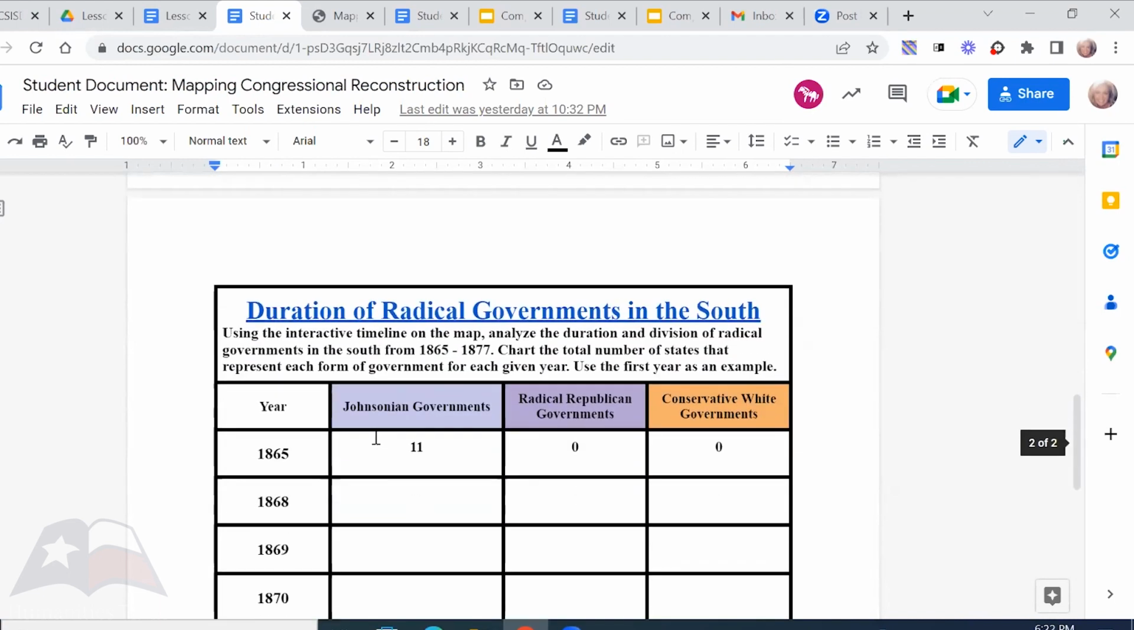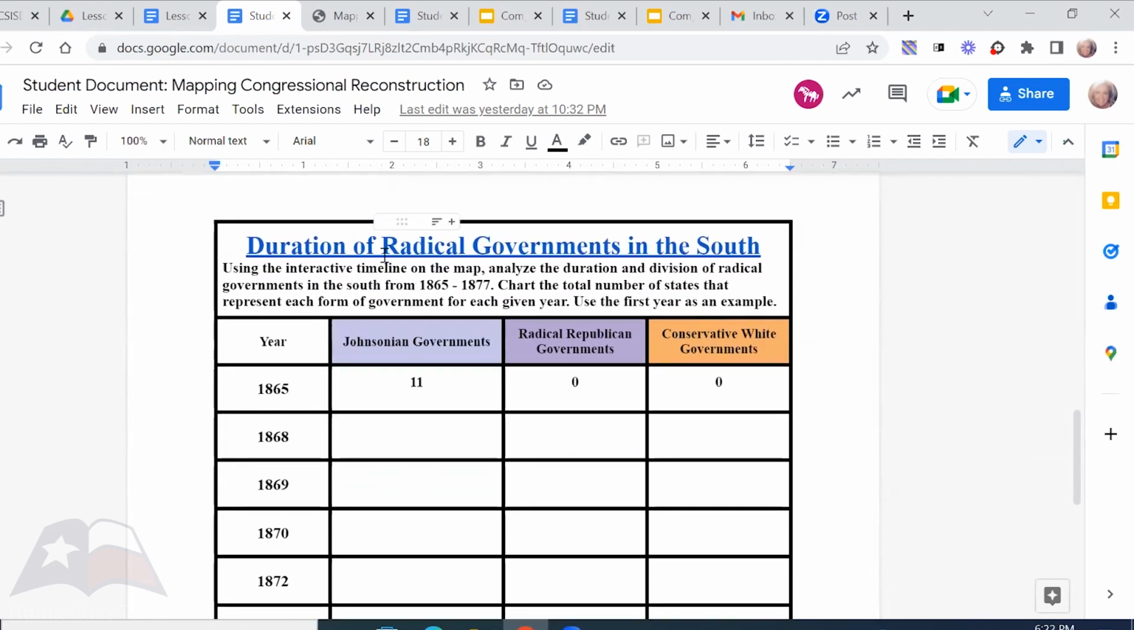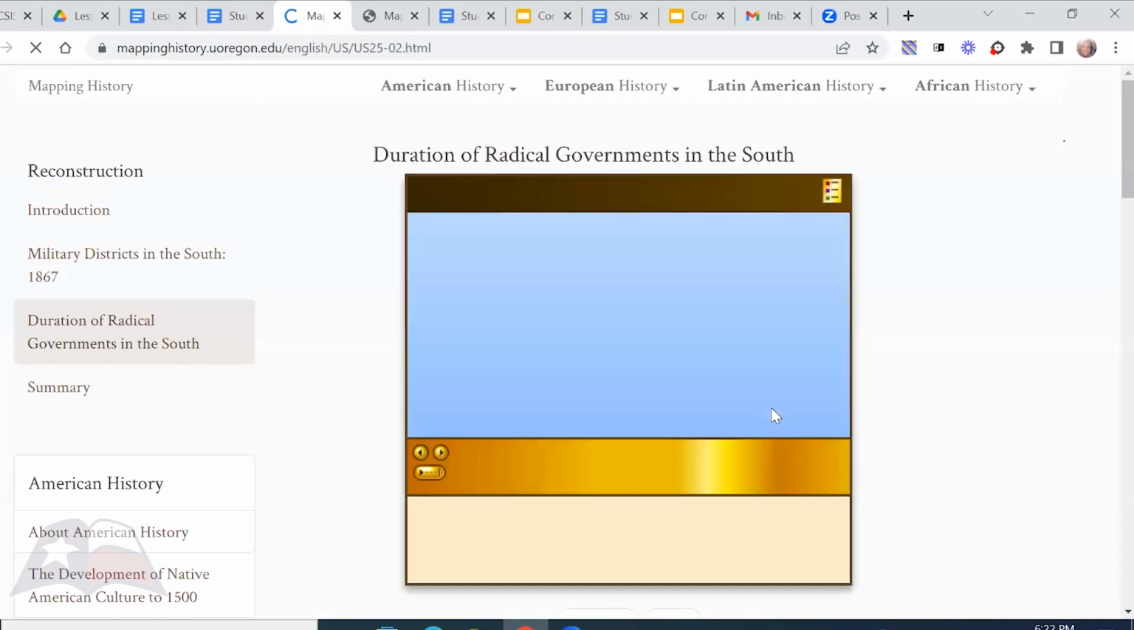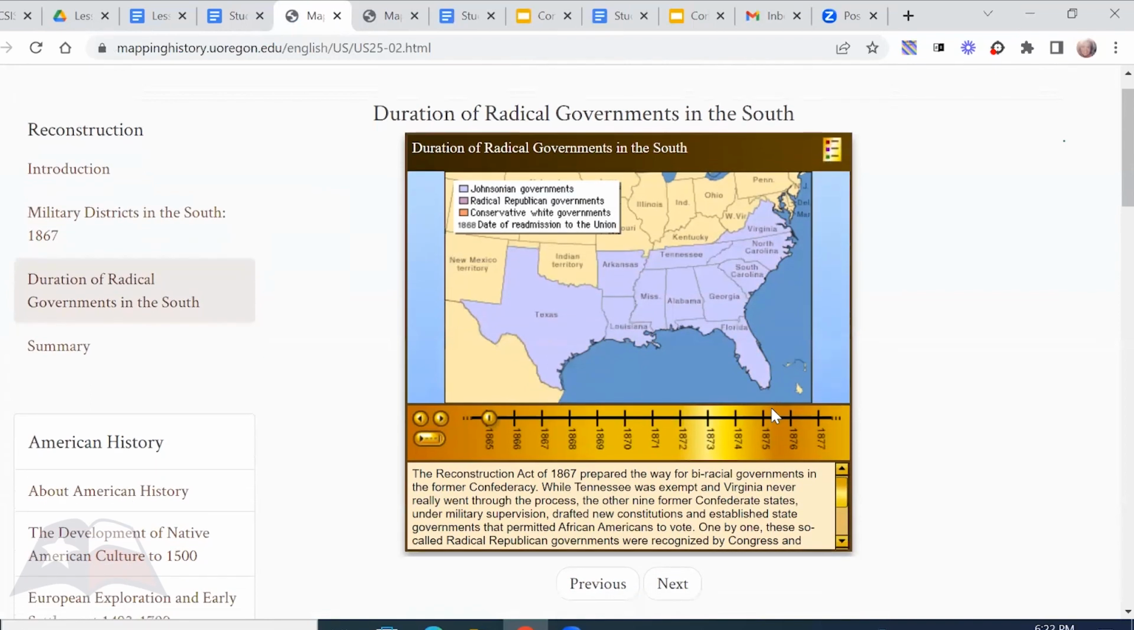And the next one is the duration of radical governments in the South. This is such a cool interactive map. If it will load, I will give you guys a look at this. Okay, so here's the interactive map.